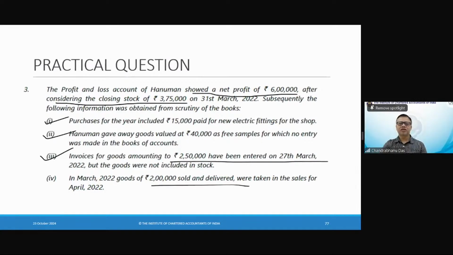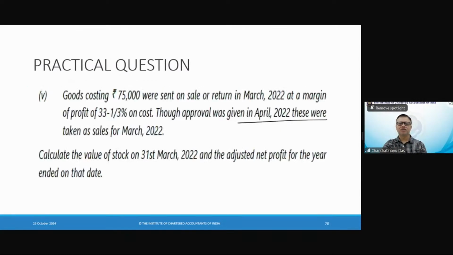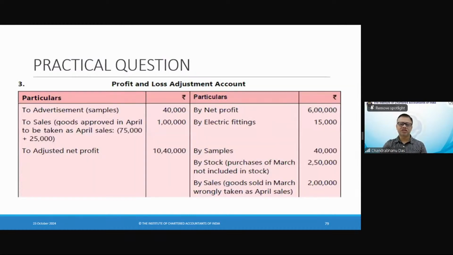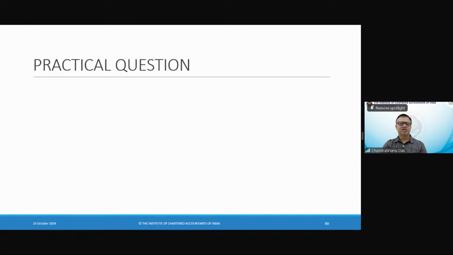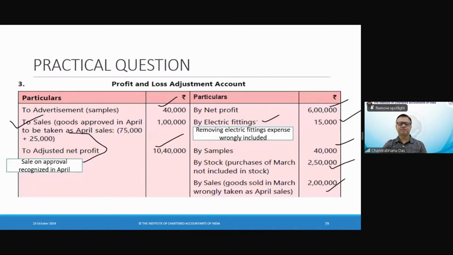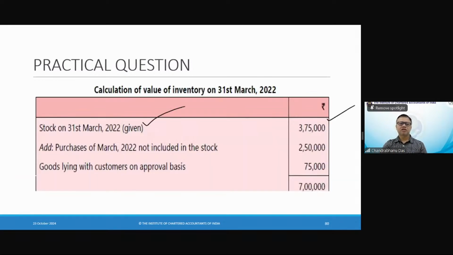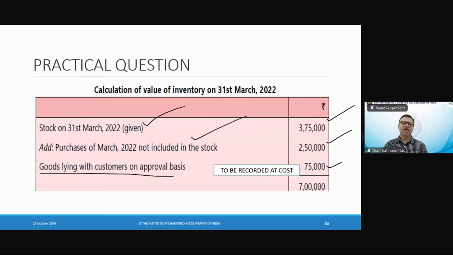Here we have talked about a profit and loss adjustment account, a new type of method given here. Instead of stock taking, you go to the profit and loss adjustment account, and you adjust your stock accordingly to get the true value of profit. Then we have found how goods lying with customers on approval basis, when the sale is not made, you are recording at cost.